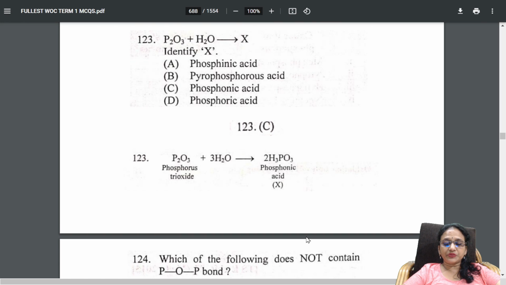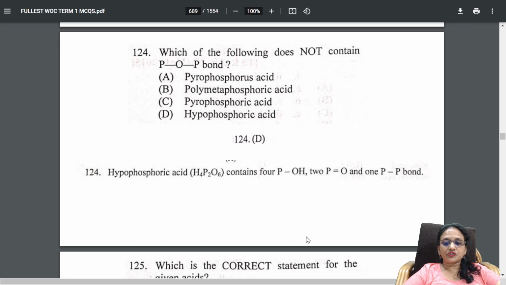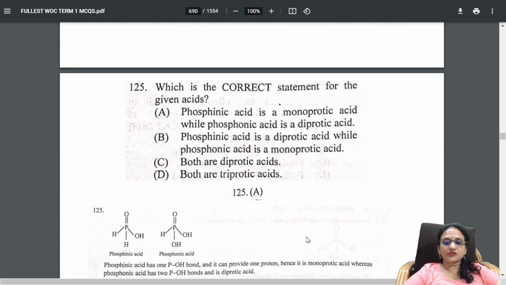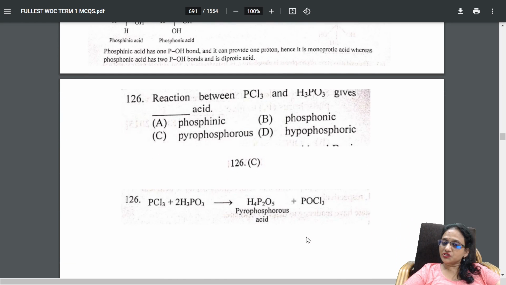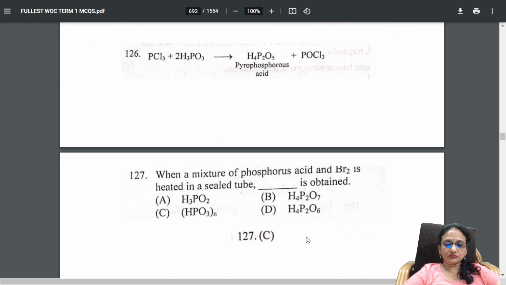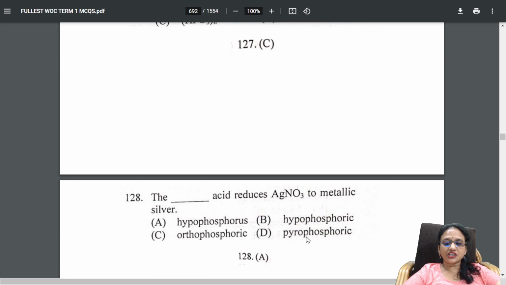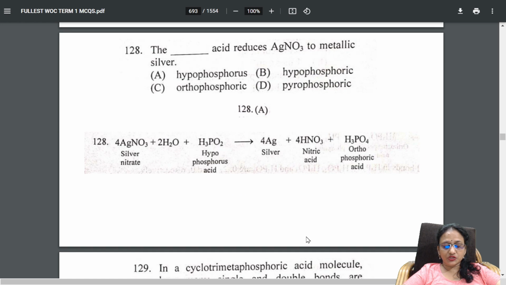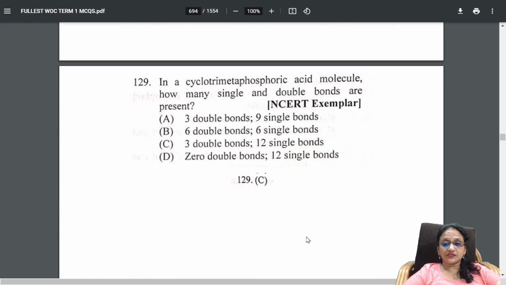Further reactions of P2O3. Further reactions of phosphorus oxoacids. Further reactions of oxoacids of phosphorus. Reactions of phosphorus again. This is also phosphorus reaction. So basically for state board students, I didn't want them to lose. I also want them to get marks, students. That's the reason. All the things are given here.